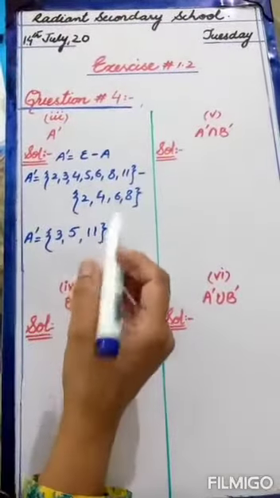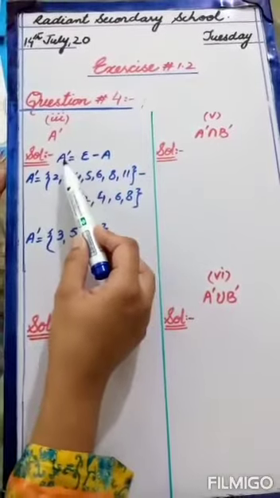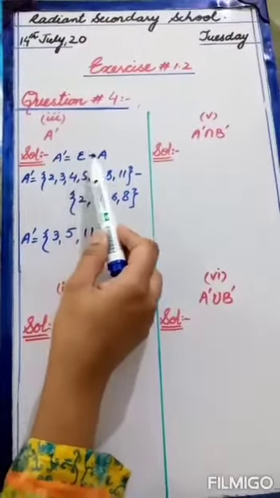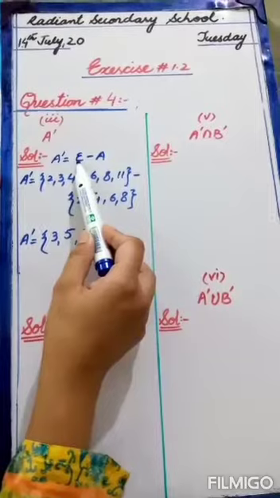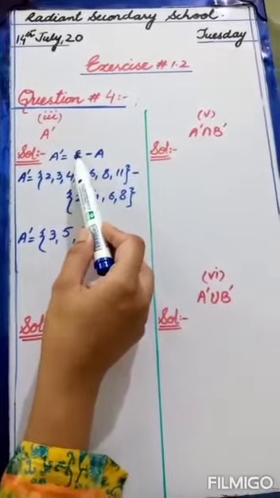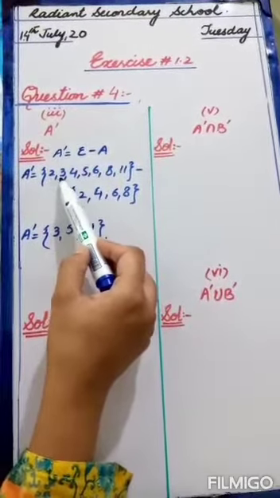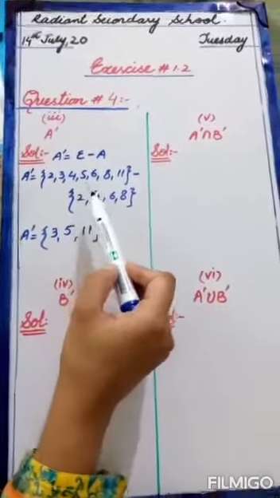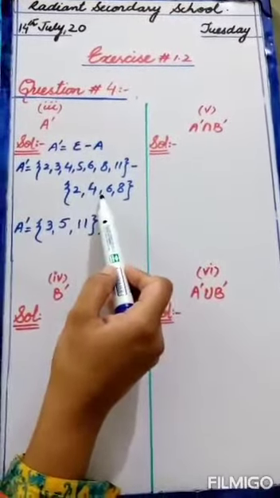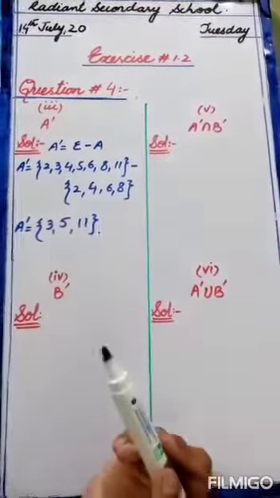Again I am telling you, whenever you have to take the complement, you will take the difference of that set from the universal set. And how will you take the difference? You will write the elements of the universal set which are not present in the other set. Then it will be the complement.